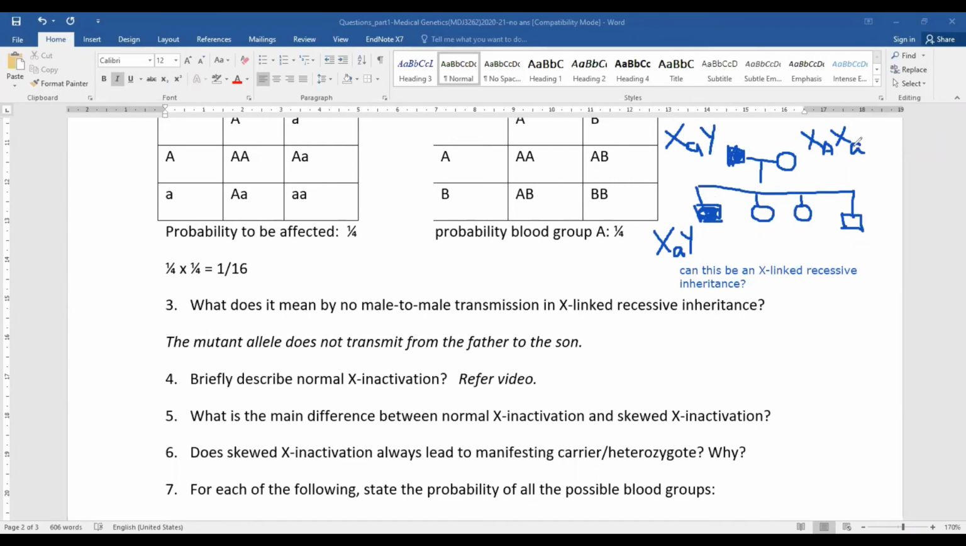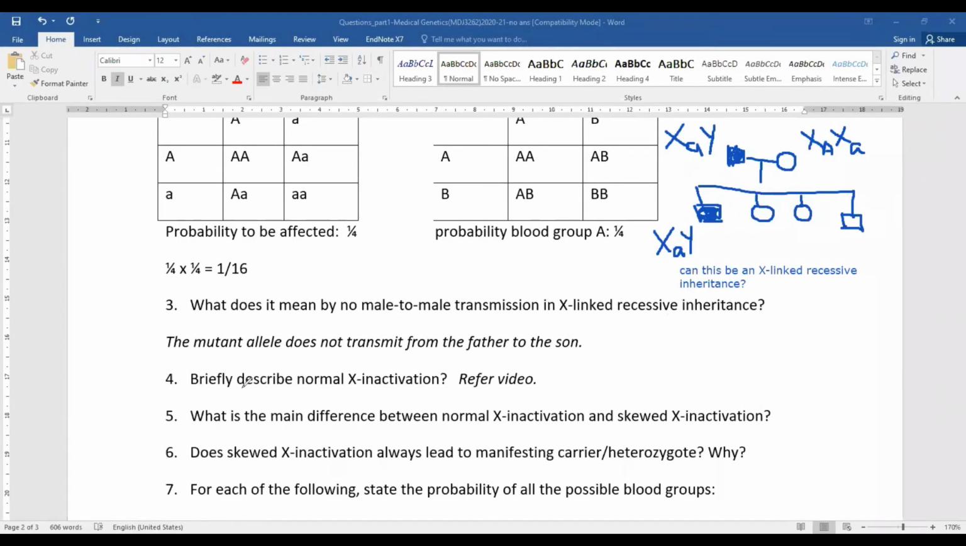So don't just memorize things like male-to-male transmission, and then you look at a male and male and say, oh, it's not X-linked. No, don't do that. That's why I say do not memorize mati-mati. You have to understand it, digest the thing. Then you will remember it and you know how to apply it.